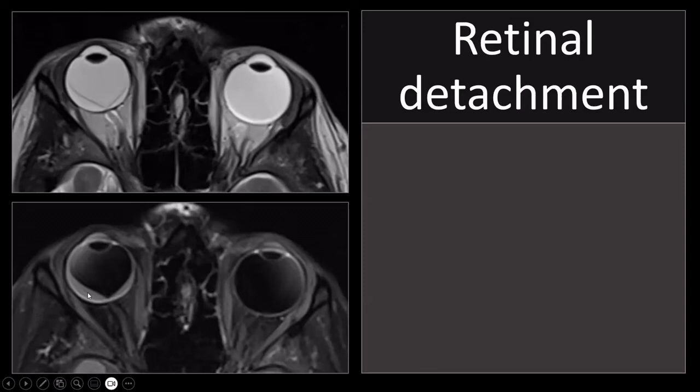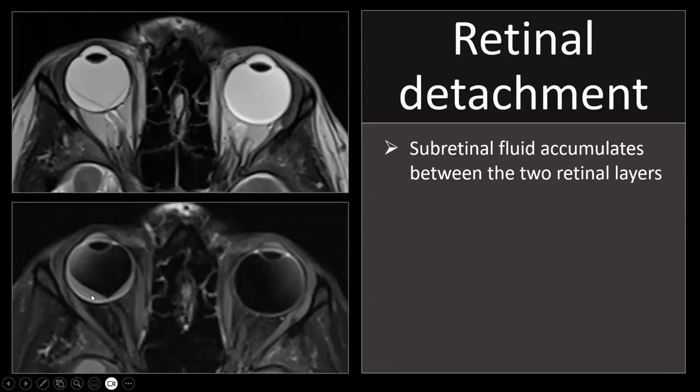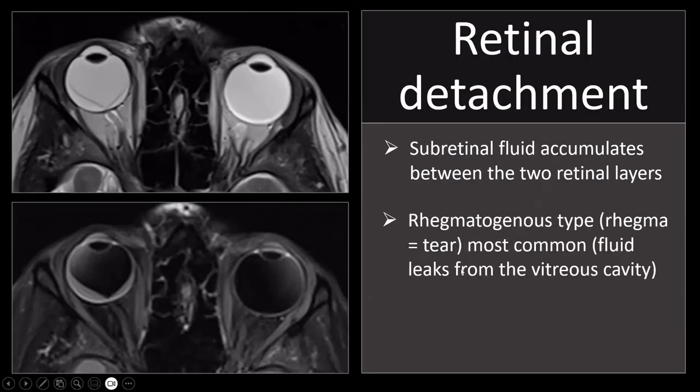On FLAIR images, we see that the contents are FLAIR hyperintense, which is suggestive for more proteinaceous fluid. So what is a retinal detachment? Basically the accumulation of fluid underneath the retina, between the retina and the choroid, or between the two retinal layers. And it can have various causes, but the most frequent cause is basically some kind of degenerative tear.